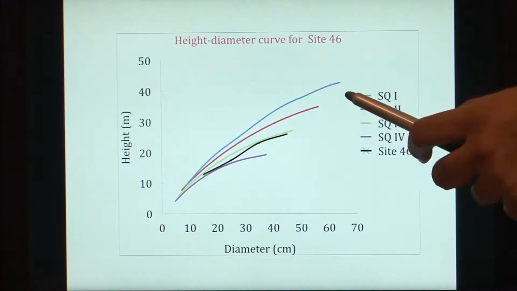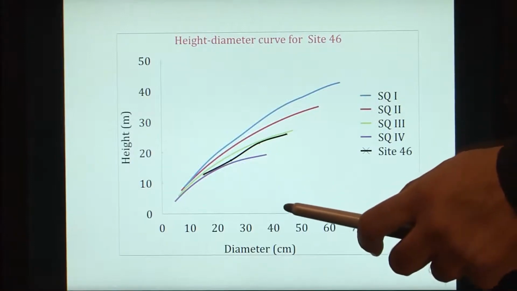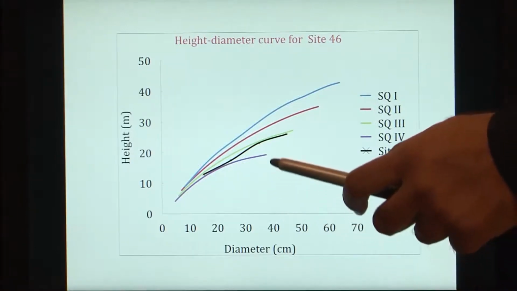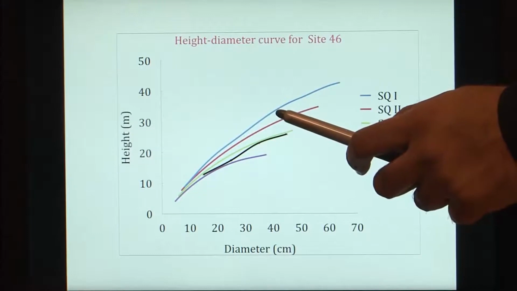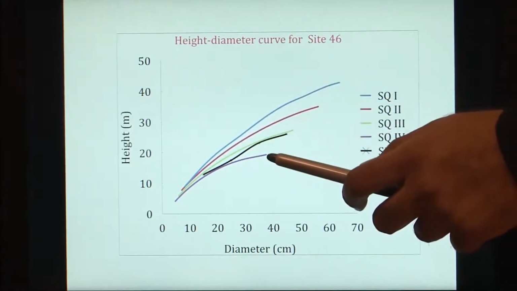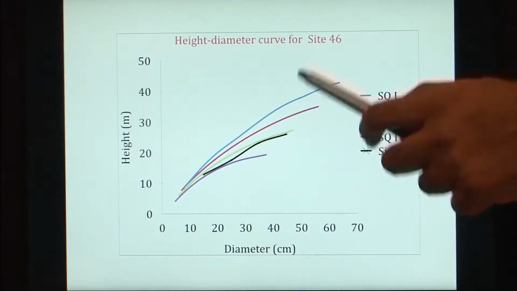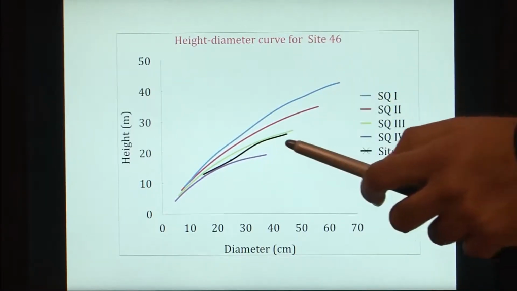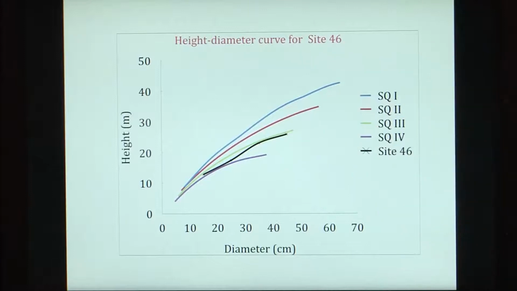As you can see, if you consider any particular diameter, say 40 centimeters, site quality 4 will give you a height that is around 33 meters, whereas site quality 1 will give you a very small height. These are the most typical values, the values that we calculated from the field. So, once you have gotten your values, you are going to plot these curves.